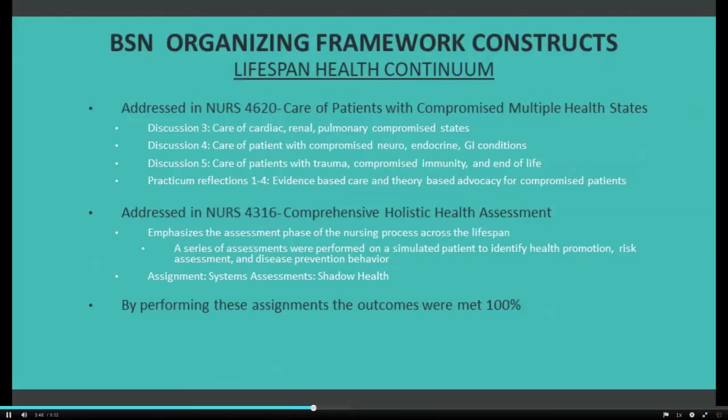This outcome was also addressed in Nursing 4316, Comprehensive Holistic Health Assessment, which emphasizes the assessment phase of the nursing process across the lifespan. A series of assessments were performed on a simulated patient to identify health promotion, risk assessment, and disease prevention behavior. Assignment included the systems assessment in Shadow Health patient Tina. By performing these assignments, the outcomes were met 100%.